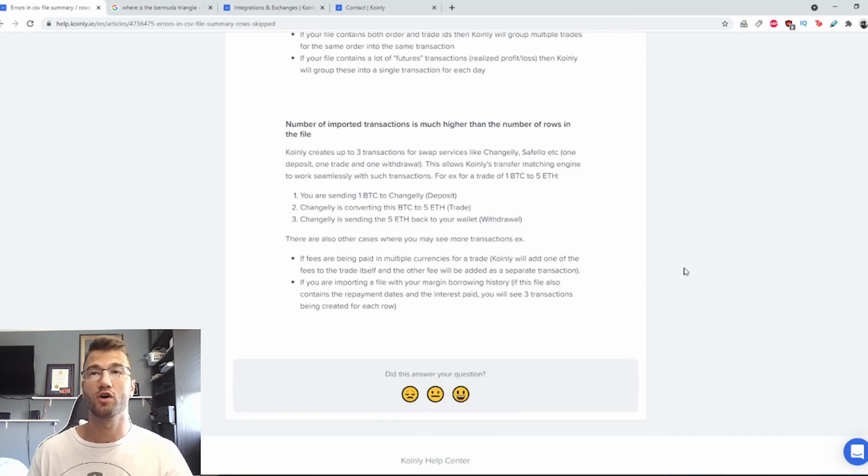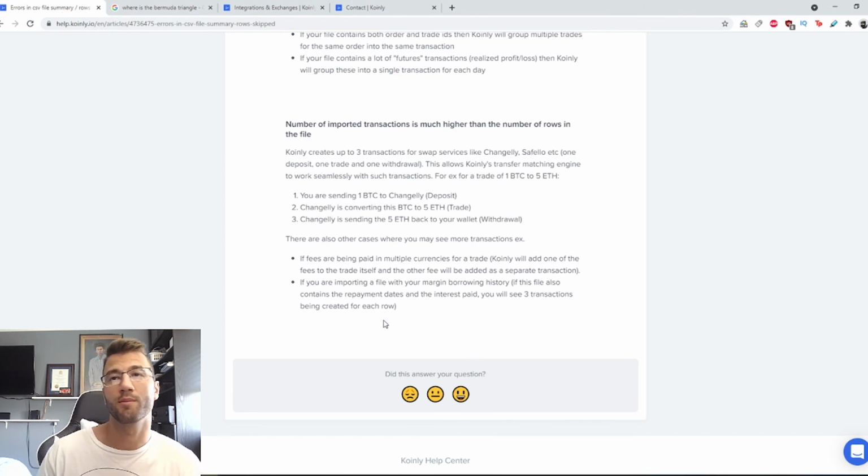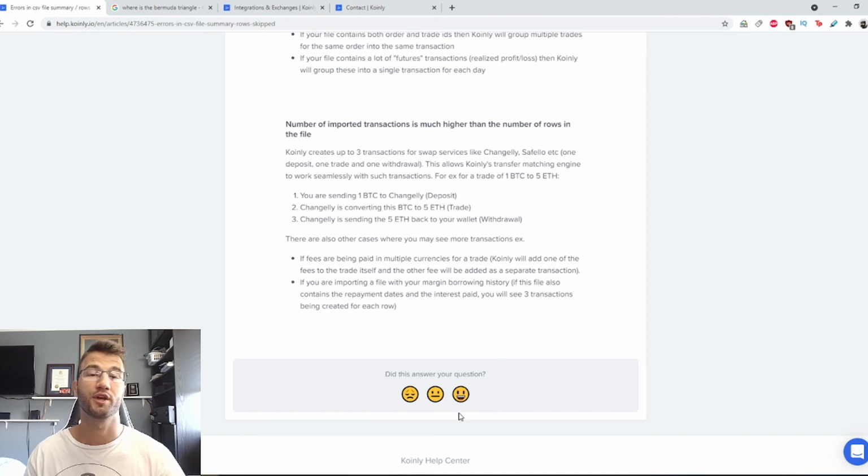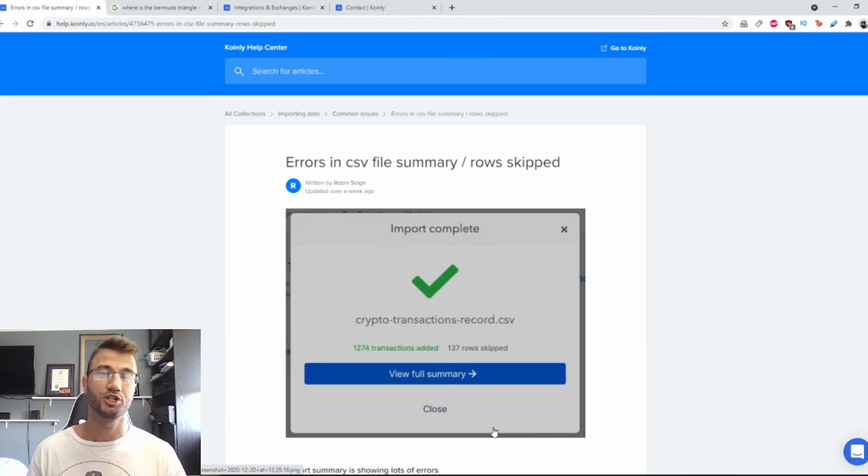And there are also other cases where you may see more transactions. For example, if fees are being paid in multiple currencies for a trade, Koinly will add one of the fees to the trade itself and the other fee will be added as a separate transaction. If you are importing a file with your margin borrowing history, and this file also contains the repayment dates and the interest paid, you will see three transactions being created for each row. And that's pretty much it. That summarizes this topic, this help article.